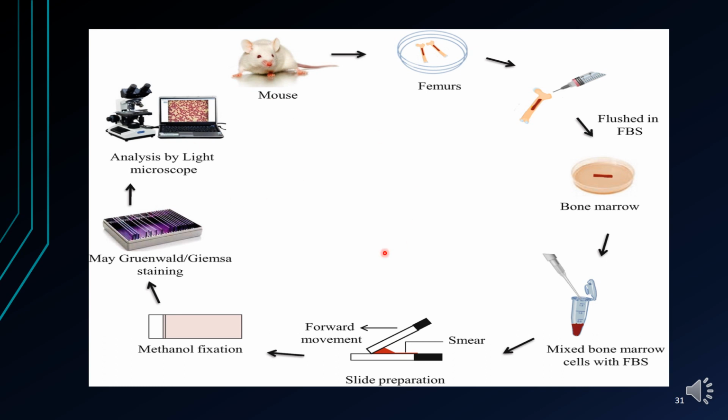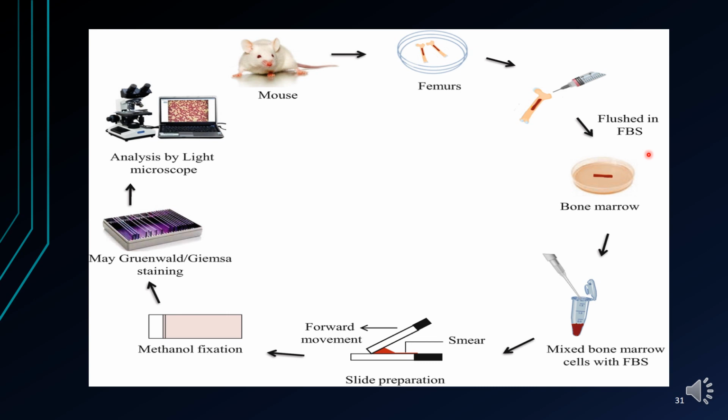This is the pictorial presentation of chromosomal aberration in the bone marrow cell. First, we have to select the animal. We have to select the rat or the mouse. Then it is treated with the test substance. After the test substance treatment, the femur is isolated. Then it is flushed with FBS. FBS stands for fetal bovine serum.